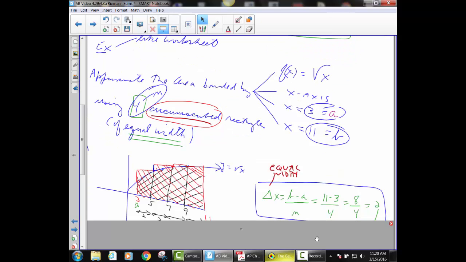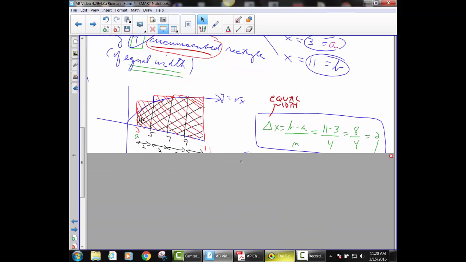Okay, so you're going to want to draw the figure. Here's y equals the square root of x. Here's the x-axis. Here's x equals 3 over here and x equals 11 over there. So we're trying to approximate this black area, which is the area under the curve above the x-axis and bordered on the left by x equals 3 and on the right by x equals 11.